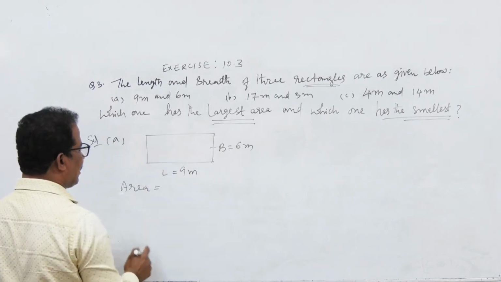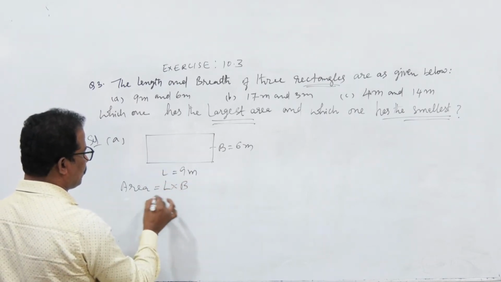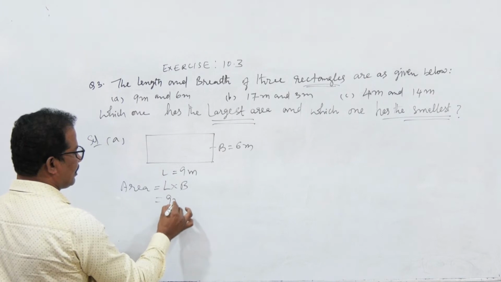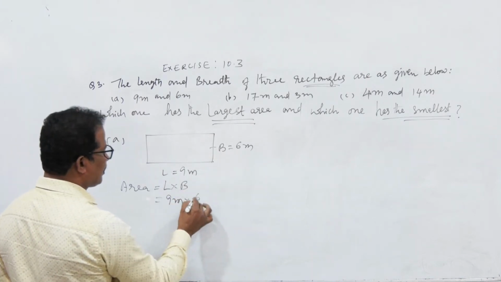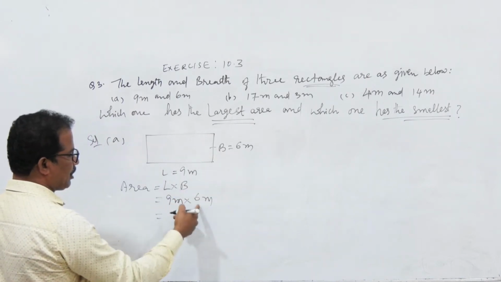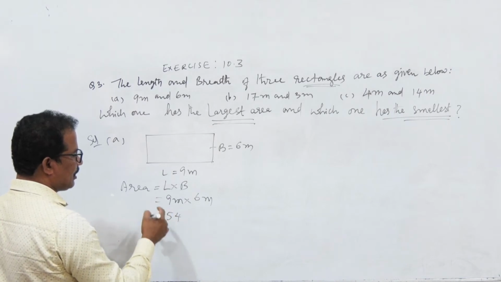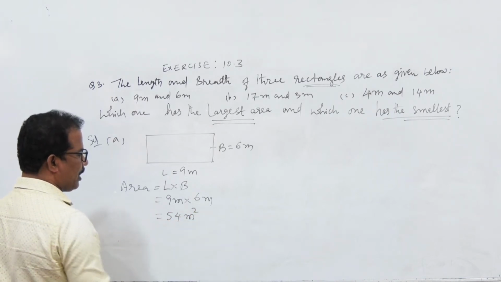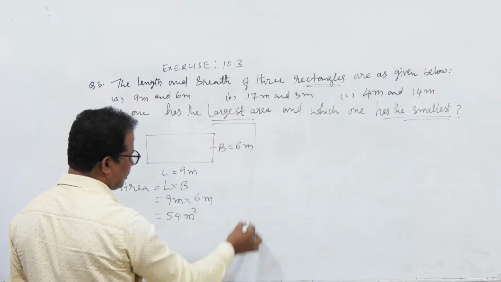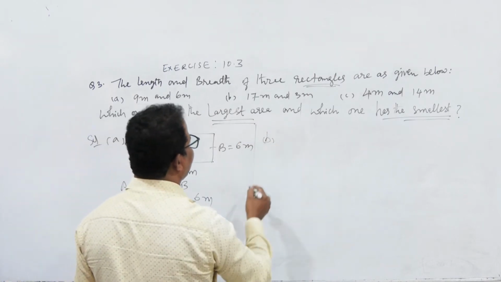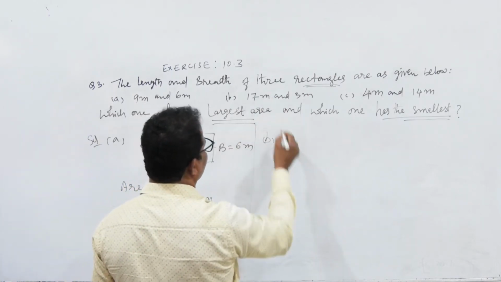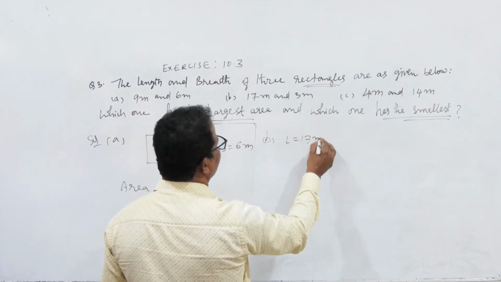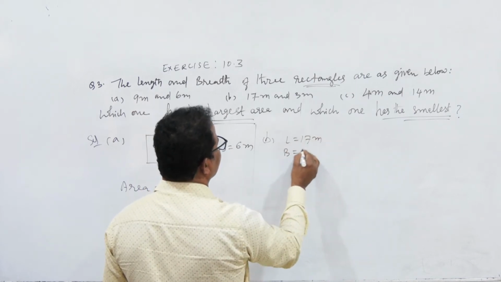Being a rectangle, the formula is length into breadth. So what is the length here? That is 9 meter, and the breadth is 6 meter. So if you multiply 9 and 6, 9 6s are 54 meter square. This is the area of the first one. Then similarly we can find the area of the second one. For the second one, what is the length here? 17 meter, and the breadth here 3 meter.